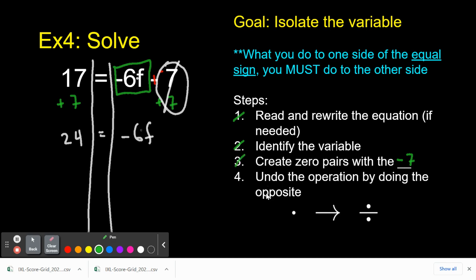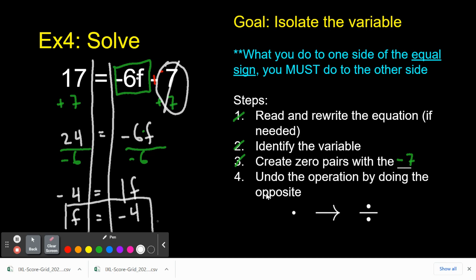At this point, we need to undo this operation. Remember, it's multiplication. To undo multiplication, we need to use division. So we're going to divide by that negative 6. Whatever that coefficient is, divide by that number, because any number divided by itself will create a 1f. We'll create a 1, right? And remember, what we do to the right side, we must do to the left. So I divided the left side by negative 6. And now let's go ahead and see what's a positive divided by a negative. A positive divided by a negative is a negative, and 24 divided by 6 is 4. So we find out that f is equal to negative 4.